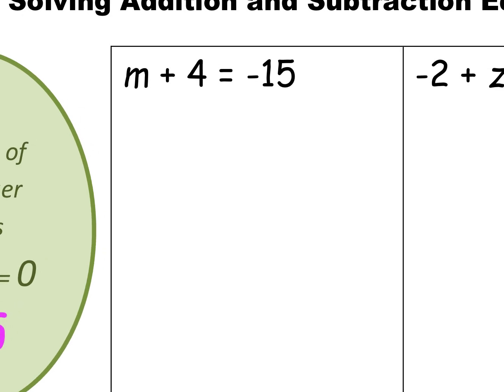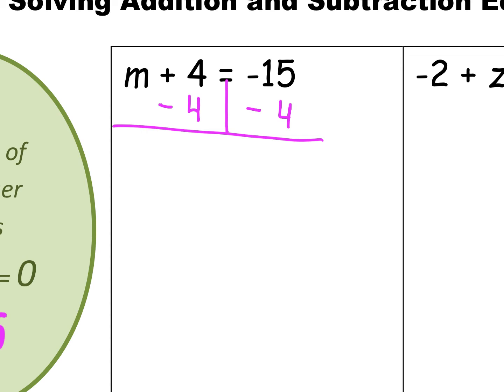m plus 4 is -15. So to solve our equation, the first thing we're going to do, these are the ones where we want to write our balance, keeping our equations balanced is important. And we want to find the side with the variable and do the opposite operation to what's acting on the variable right now. So what's happening to the variable is it's having 4 added. The inverse would be to subtract 4 from each side.